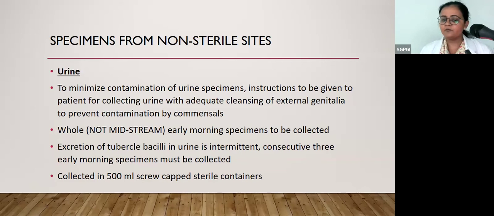As excretion of the tubercular bacilli in the urine is intermittent, consecutive 3 early morning specimens must be collected. It is collected in a 500 ml screw capped sterile bottle.